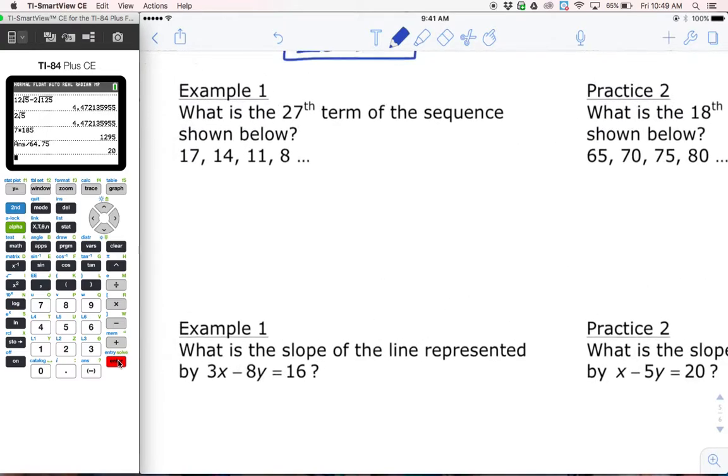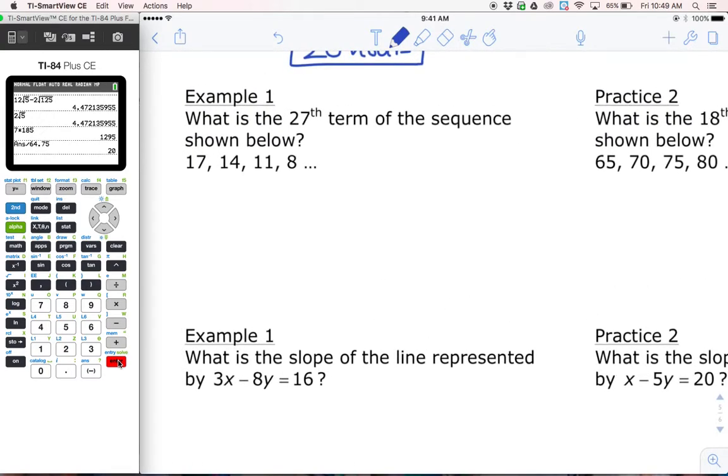All right, example number 1 here. What is the 27th term of the sequence shown below? If we're trying to predict terms, I need an equation because I'm not going to sit here and write out until the 27th term. All right, ain't nobody got time for that. So we're going to get an equation for this thing. Remember, we can do that by making a table. So first term is 17, second term is 14, third term is 11, fourth term is 8, and I'm going to use stat edit. Here we go.